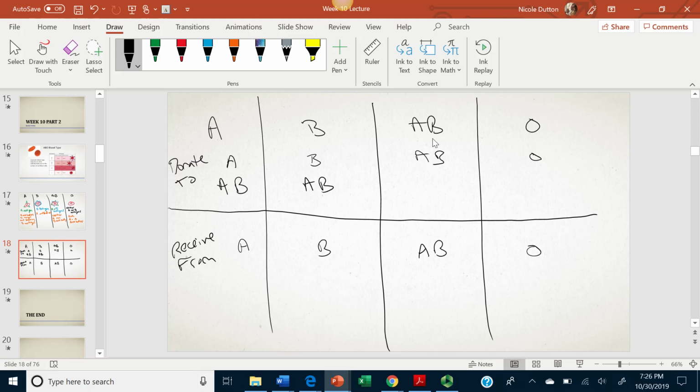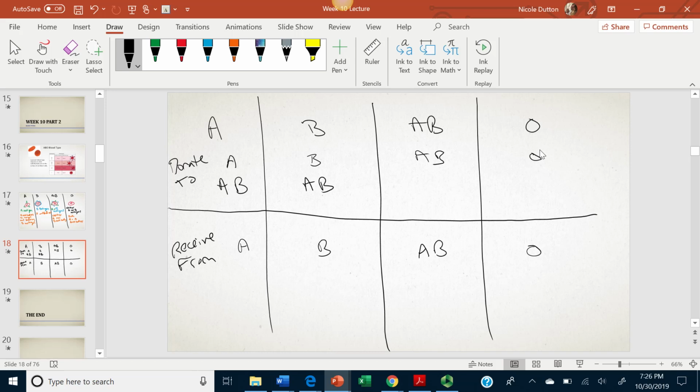Blood type AB. We can't give blood type AB to an A patient because the B component would be attacked. We can't give blood type AB to a B person because the A component would be attacked. And we can't give blood type AB to an O patient because both the A and the B would be attacked. So AB cannot give to anyone except for AB.